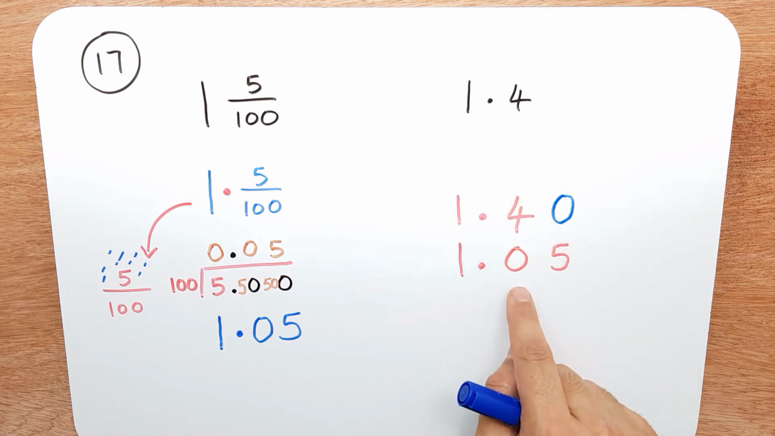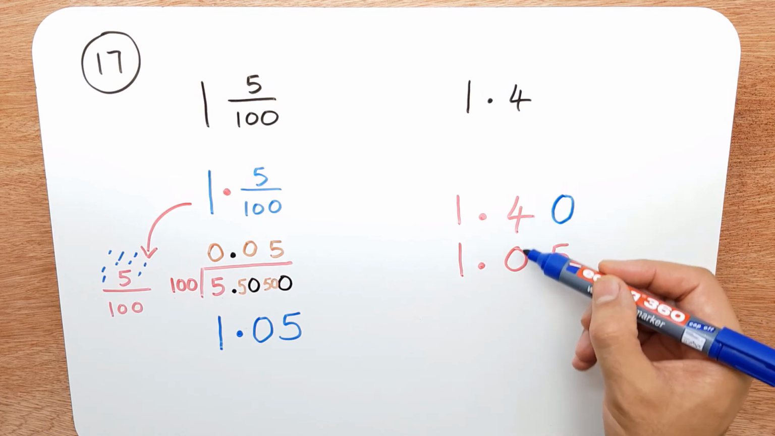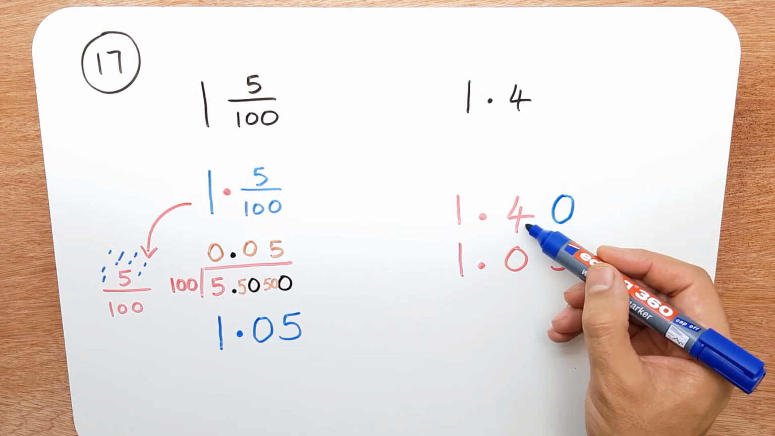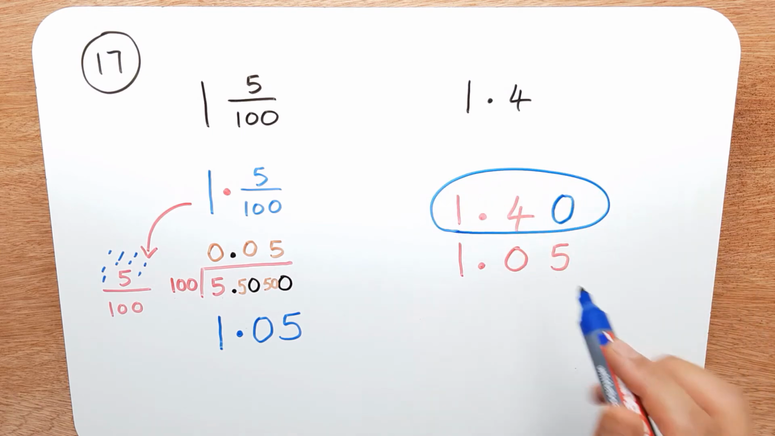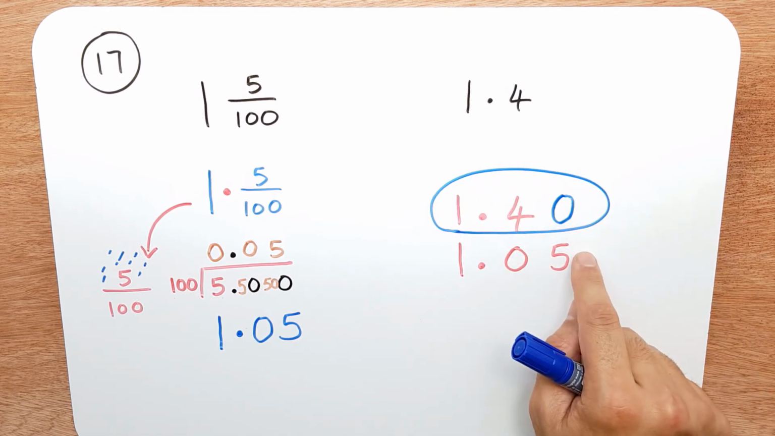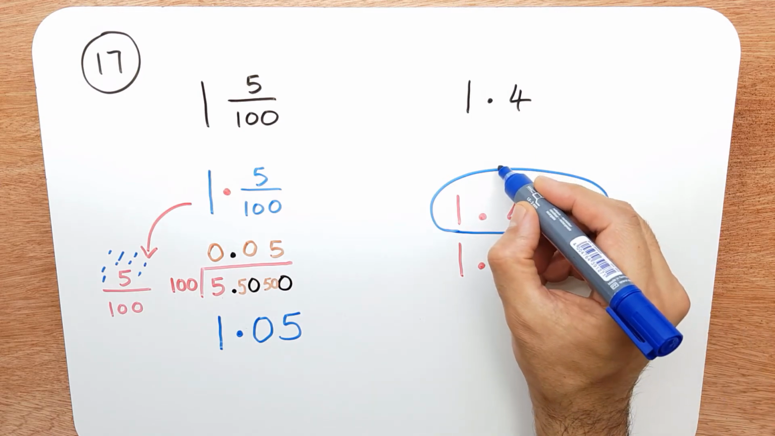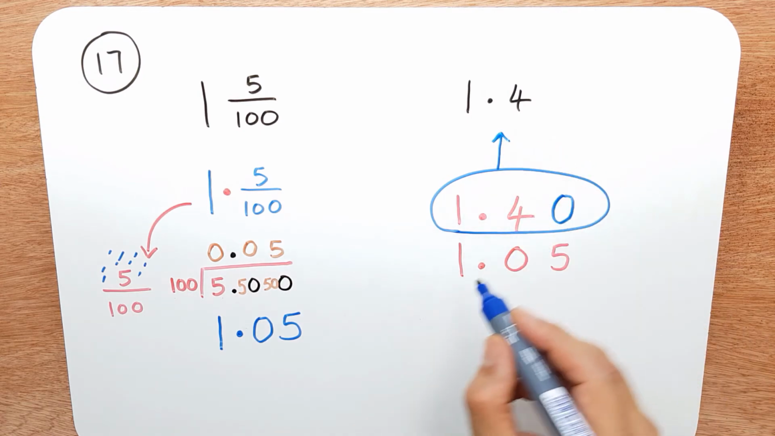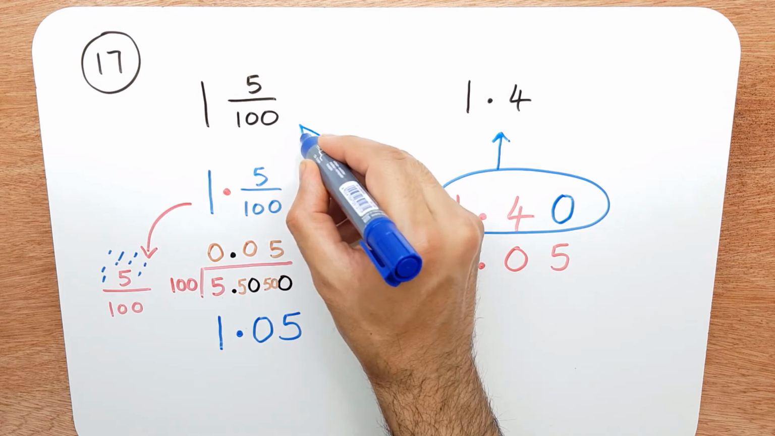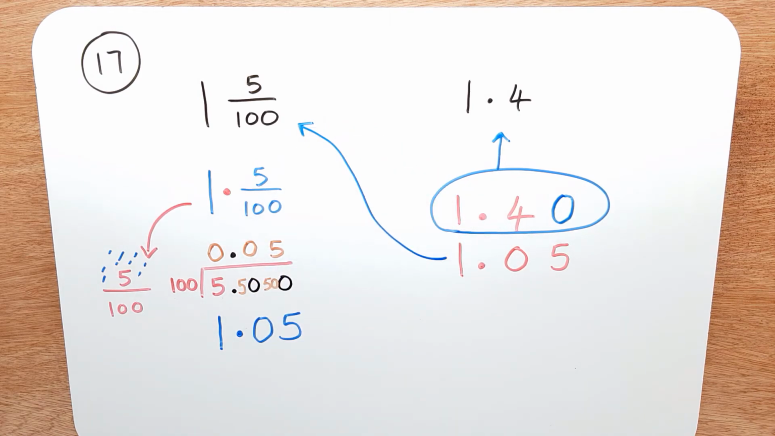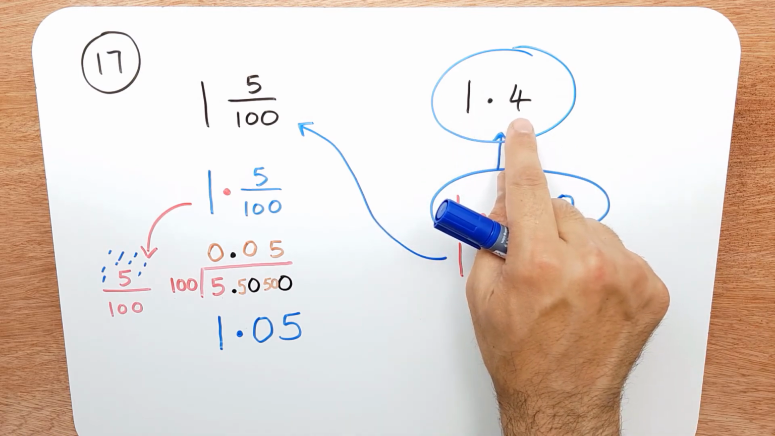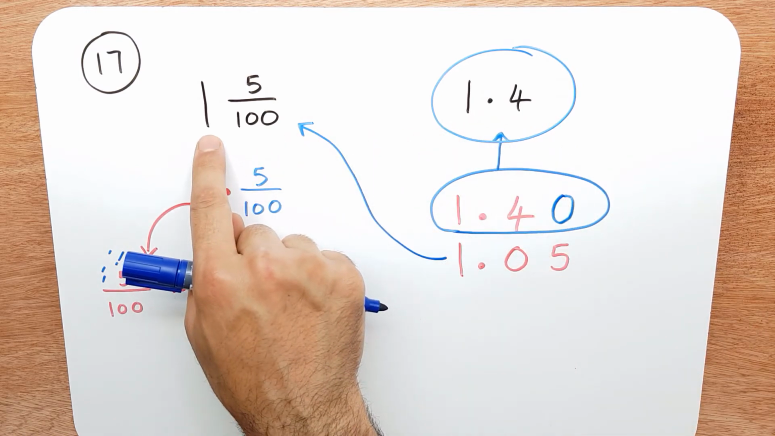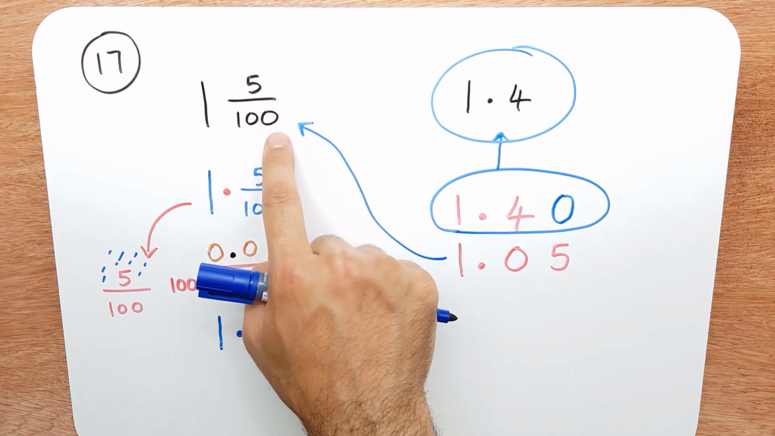So I compare this column here, which is the tenths. I have a 4 there and a 0 there. 4 is bigger, so I know that this number here is bigger than this number. And that number has come from there. And this number has come from there. So I can circle 1.4 because 1.4 is bigger than 1 and 5/100ths.